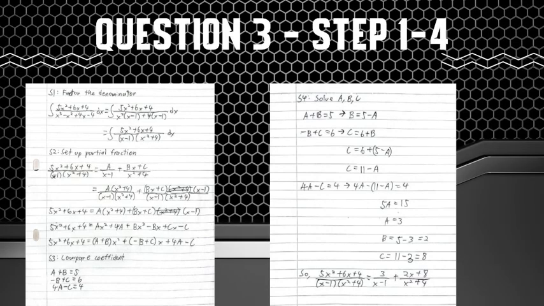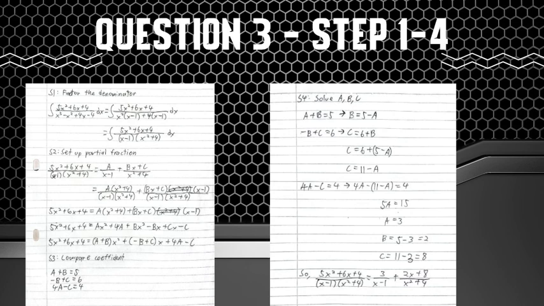Hi everyone. Now I, Adam Hakimi, will explain how to evaluate the integral using the method of partial fractions for question 3. First of all, we need to factor the denominator, which can be factorized as (x minus 1)(x squared plus 4). Next, we can express the fraction as partial fractions, which is a over x minus 1 plus bx plus c over x squared plus 4.